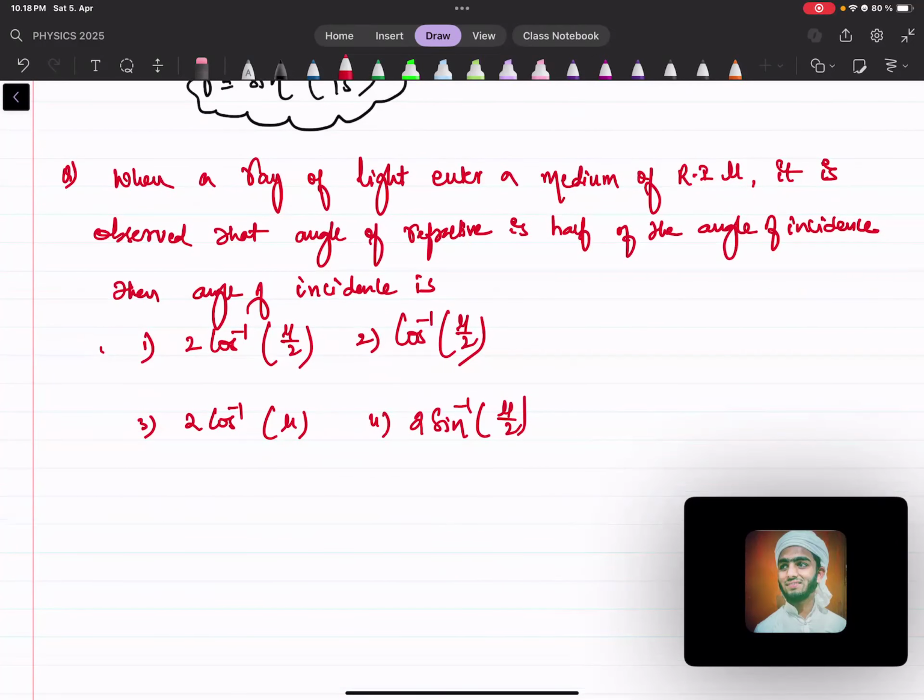Clear? The question is, when a ray of light is entering a medium of refractive index mu, it is observed that the angle of refraction is half of the angle of incidence.